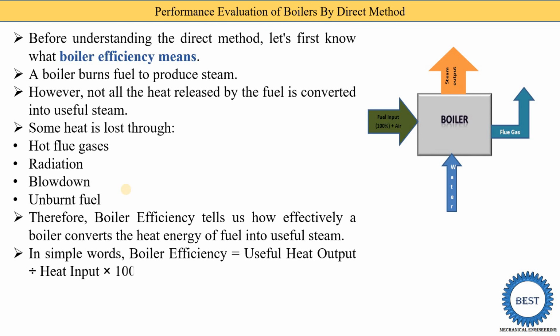In simple words, boiler efficiency is useful heat output divided by heat input, into 100. We already know that efficiency is output upon input into 100. Here the output is in the form of heat, meaning water is converted into steam, divided by heat input. In a boiler we also give heat as an input, meaning we are not supplying any work as input. So both output and input are heat.